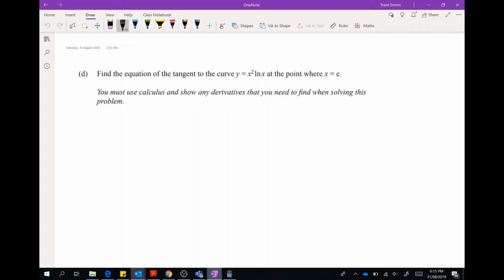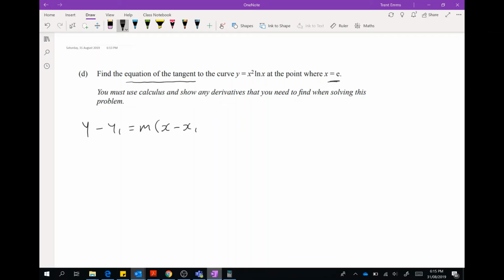Part D, find the equation of the tangent to the curve y equals x squared multiplied by the natural log of x at the point where x equals e. So this one here, we do have to find dy by dx, the derivative, but not only do we have to find the gradient, we have to use that to help us find the equation of a tangent. So as soon as you see equation of a tangent, the formula that should come into your head, and it is on the formula sheet, is y minus y1 equals m times x minus x1.